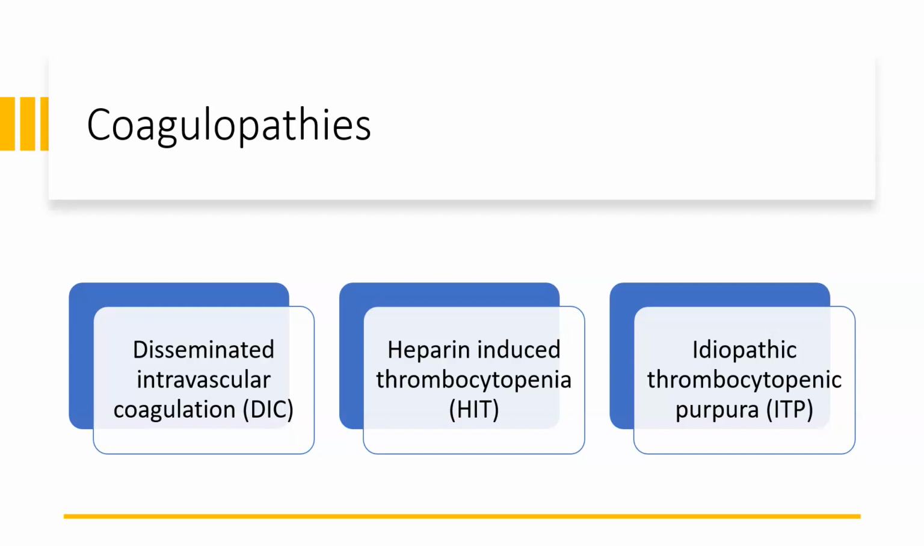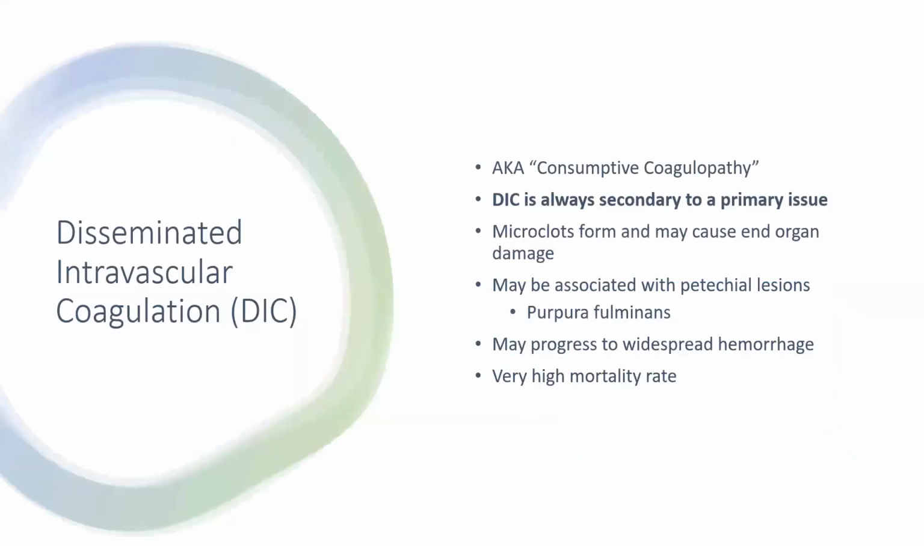So just to review the coagulopathies we're going to look at particularly, we'll look at DIC, heparin-induced thrombocytopenia, and then idiopathic thrombocytopenic purpura. So with DIC, it's also known as a consumptive coagulopathy. With DIC, you have a primary issue that's happening.